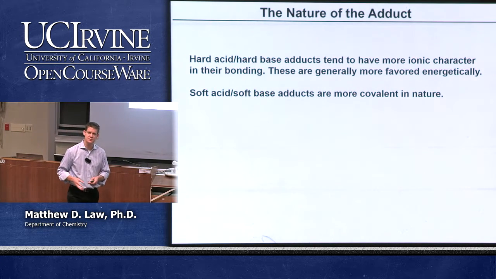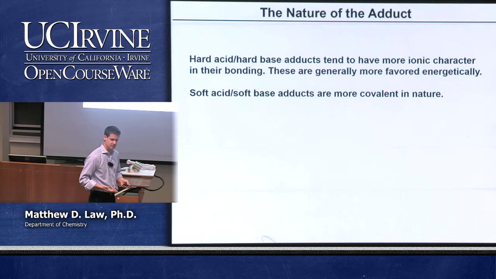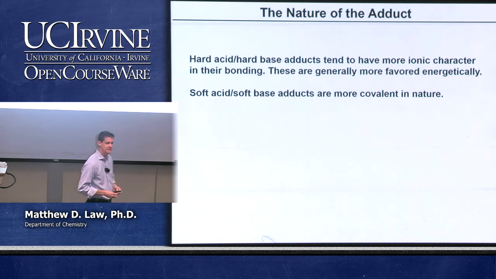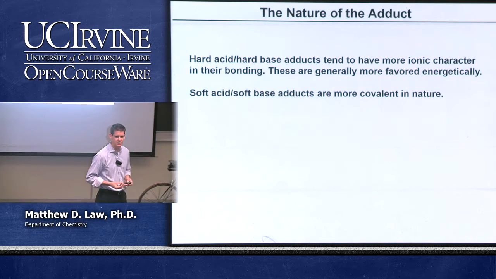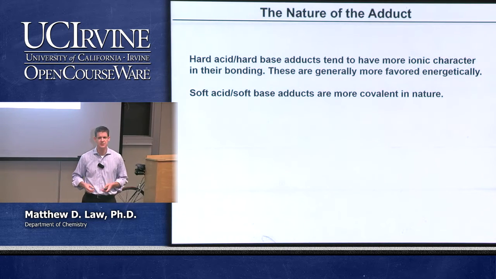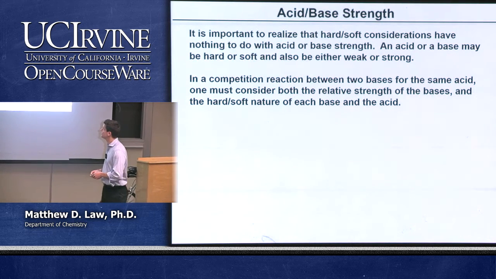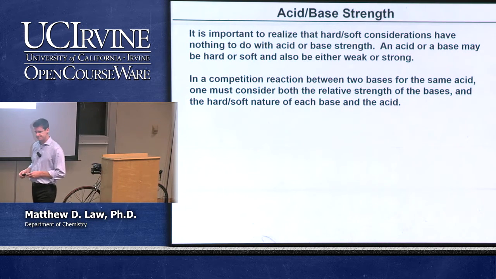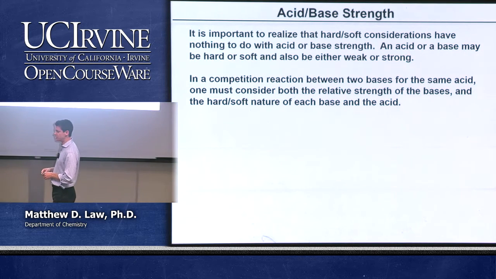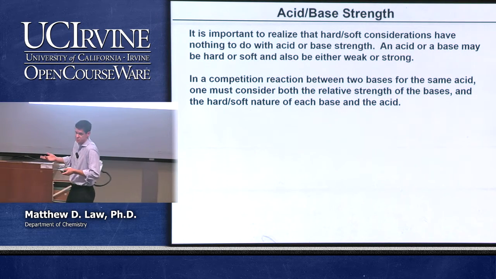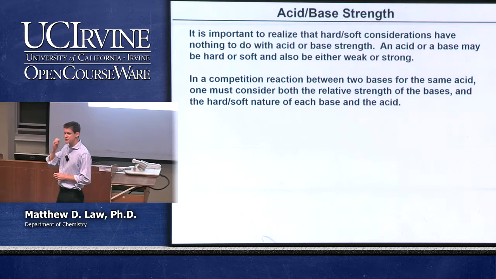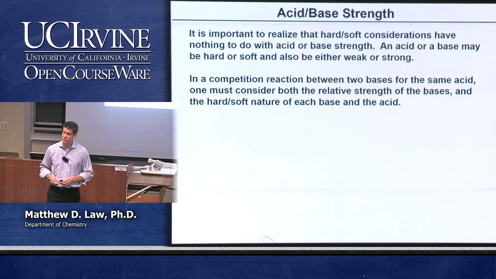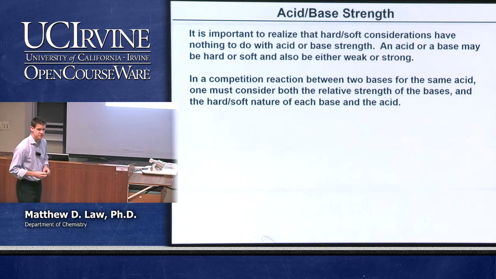But again, keep in mind that this picture is a qualitative model. We're trying to categorize a very messy world of acid-base chemistry into some concepts that we can use as rules of thumb to understand trends in reactivity. That's what we're trying to do here. One important thing to realize is that hard and soft is not the same as strong and weak acids and bases. So you can have a hard acid that's also weak or strong. And so we have to consider both the strength of the acid and base as well as the hardness and softness in order to rationalize qualitatively the reactivity trends that we see.